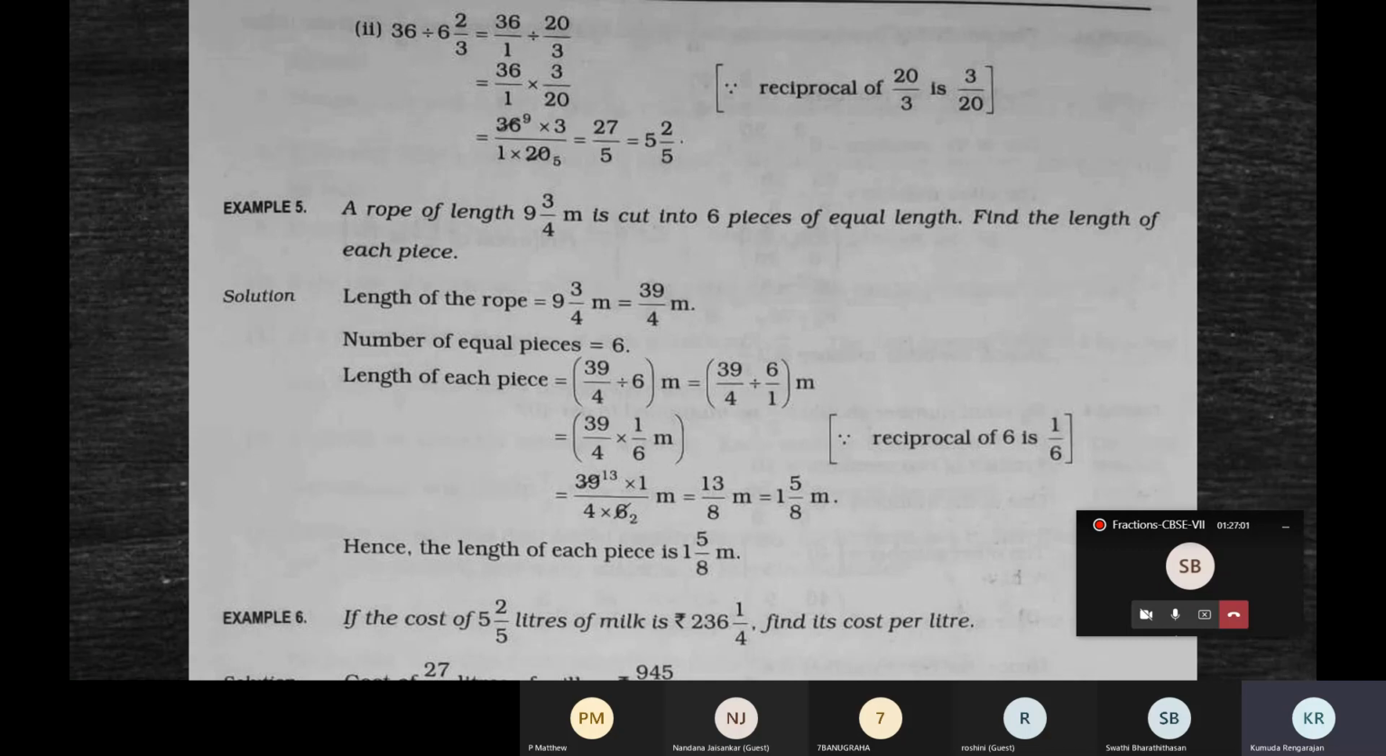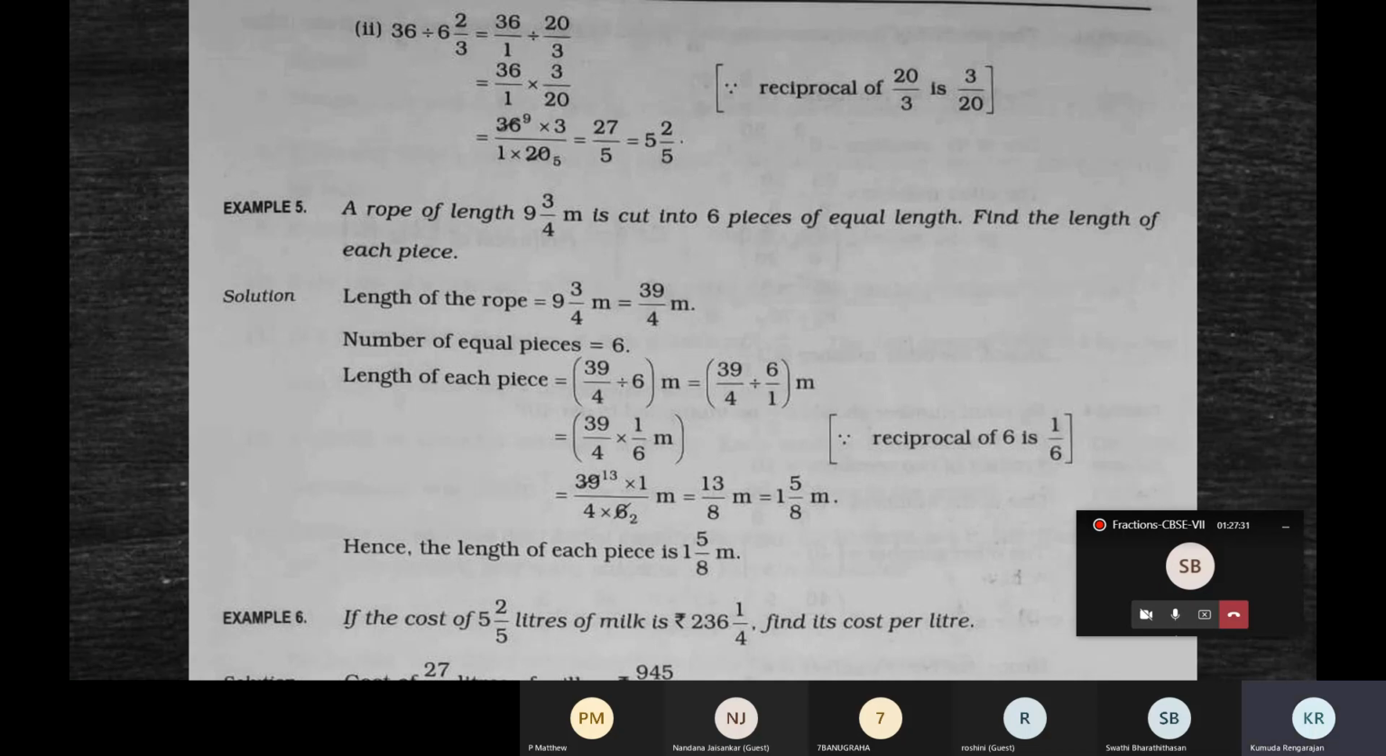So which one to write first? The total money, the total cost you must write first. The total cost divided by 5 liters. The total cost 100 rupees. See, like you spend 100 rupees to buy 5 books. So what is the cost per book? It will be 100 divided by 5.